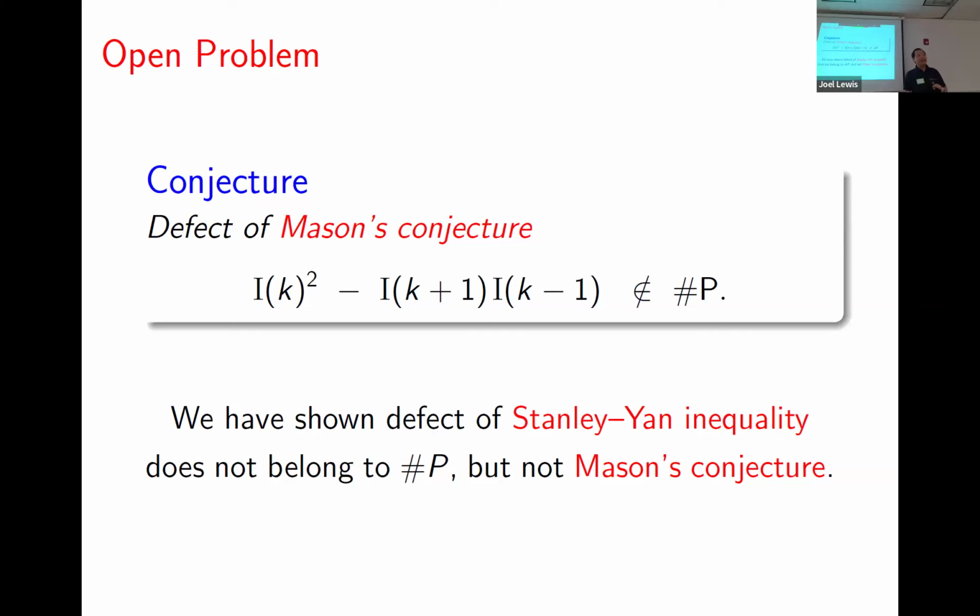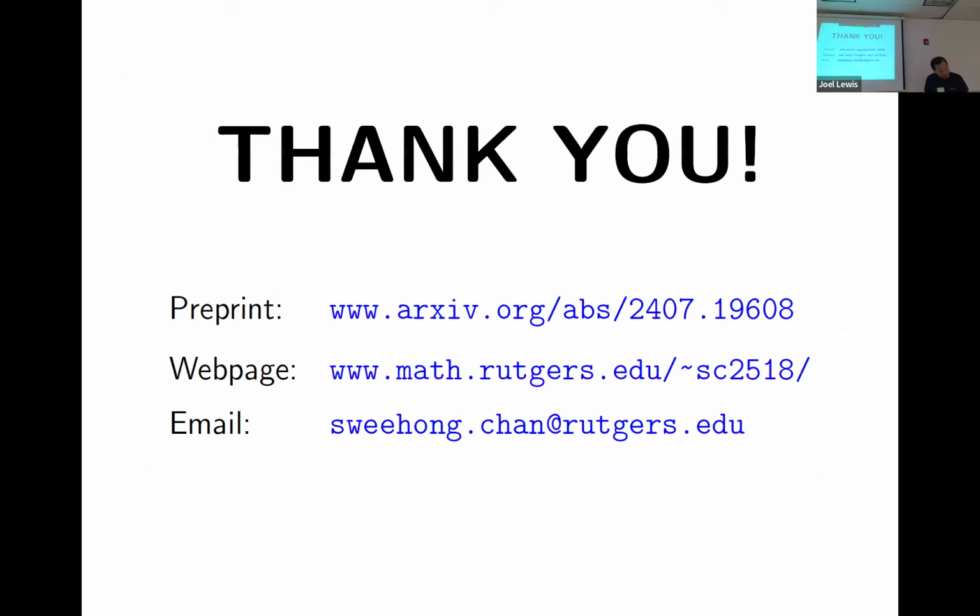So if any of you have any idea why these numbers do not belong to #P, or even better, if you have any idea how this number belongs to #P, then we can get $1 million, right? Then please let me know after the talk. I would love to discuss how to solve the problem, and how we should split the $1 million, like 60-40 or 50-50. Okay. And I think that is all I want to say for today. Thank you very much for listening.